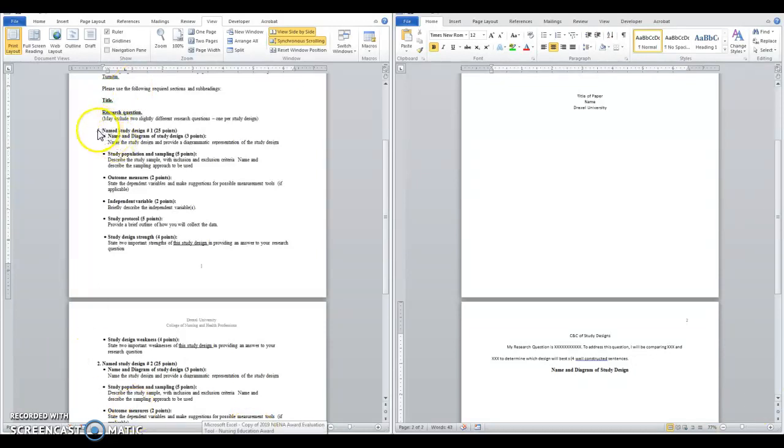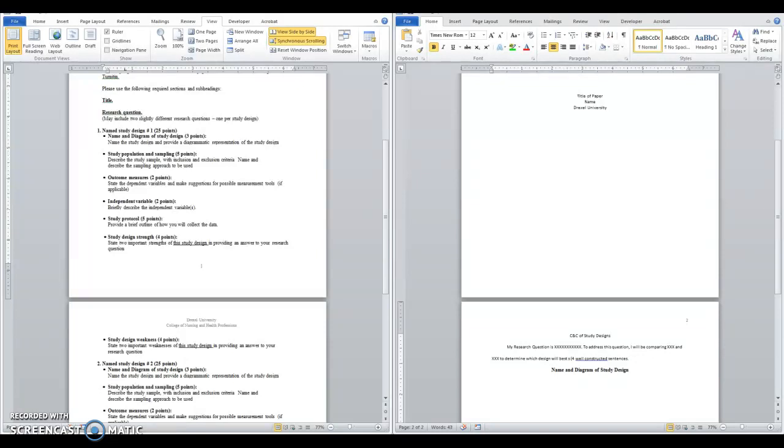So what many of you did was you left the bullets in, you left the numbers in, you left the point value in. That doesn't look like a scholarly paper. That doesn't look like something that you've written. Most of your assignments looked more like the worksheets we were filling out. That's what it put me in mind of, that you were filling out a worksheet, not writing a paper.